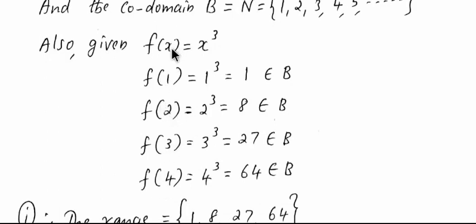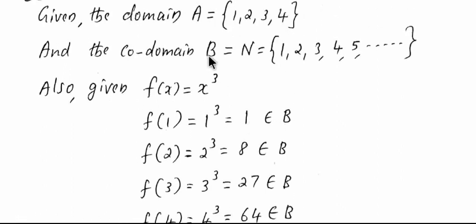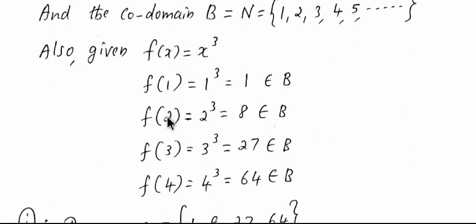Then substitute one by one. x is equal to 1. Substitute 1, it becomes 1 cube, which is nothing but 1. This 1 belongs to B, the second set. Then the second value of x, 2. Substitute 2: 2 cube is nothing but 8, which belongs to the second set. Therefore we can say 8 belongs to B.